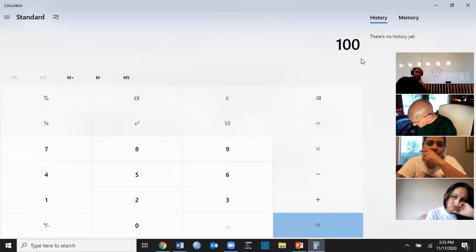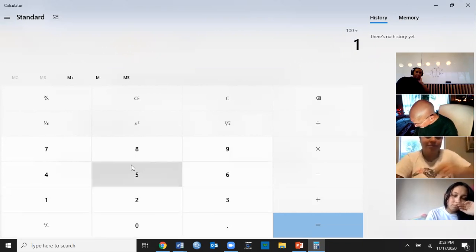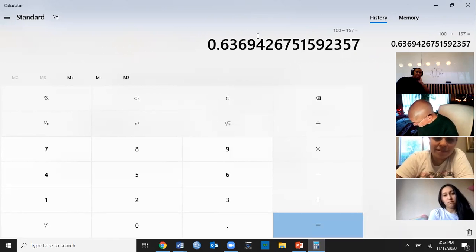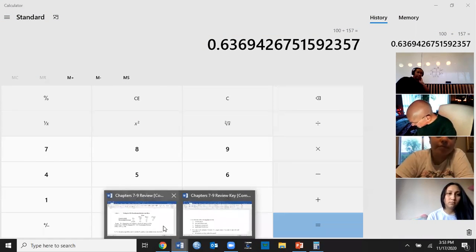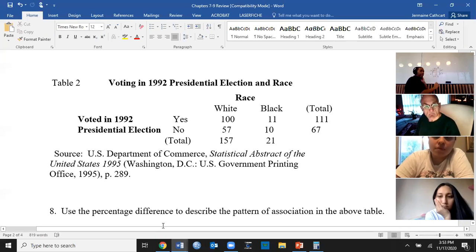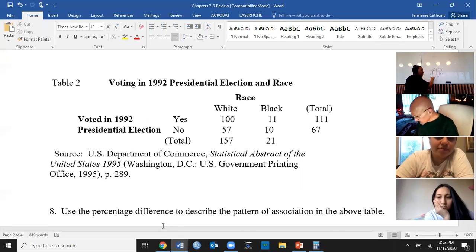So you just do 100. Sorry, I don't have my calculator. I am trying to pull it up on my computer. So you would get about 64% there, right? So the answer to this first square is 64%. Now, I could do 57 divided by 157, but I already know it's going to be 36% because the percentages should add up to 100%.